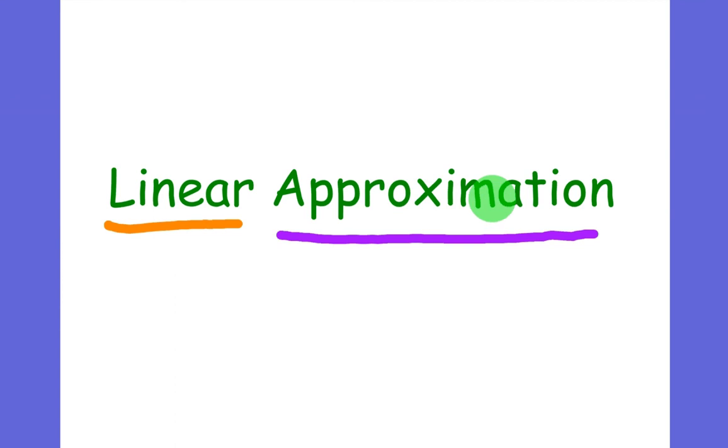Approximate means they are close to each other, all right? The slope of the tangent line we learned is close to the slope of the secant line whenever x2 and x1 get really close to each other. So keep that in mind as we go through this lesson.